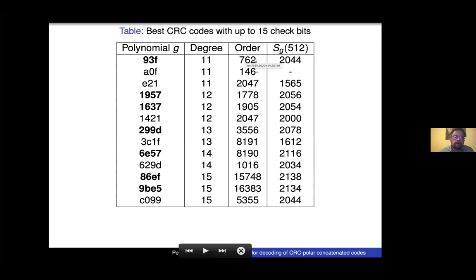And like I said, when the order is even, it means a duplicate root, and perhaps it is optimal for a very, very specific situation.